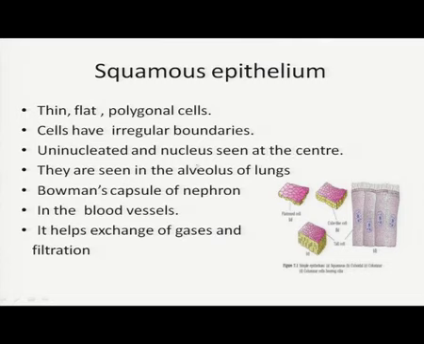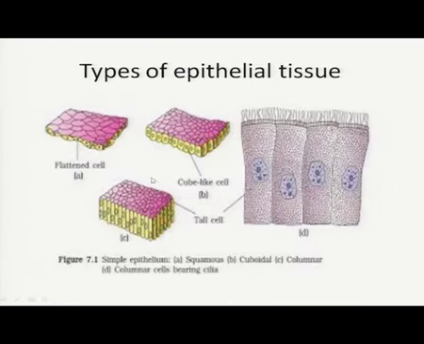Now, where can it be seen in our body? They are seen in the alveoli of lungs. Similarly, in the Bowman's capsule of nephrons, the unit of kidney. Inside of the blood vessels, it is seen as a lining. It helps in exchange of gases and similarly filtration. So, these are the different types of epithelial tissues as I have already told you.